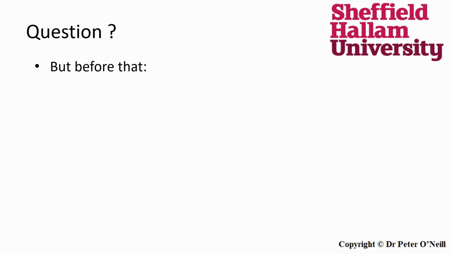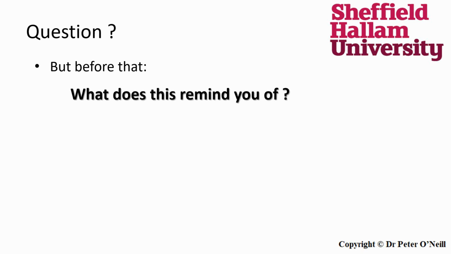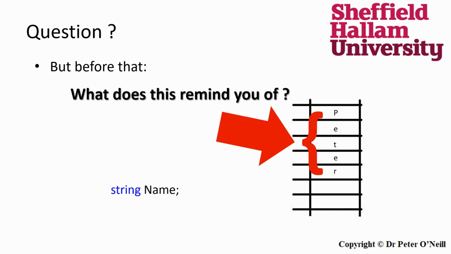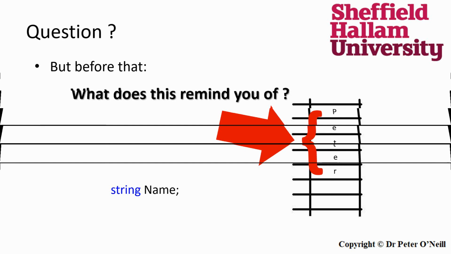But before that, what does this remind you of? Looks familiar. I know it's my name. Give you a clue. String. Name. That's right. Basically, a char array is actually a string, and that's how we make up strings. So strings are made up of an array of char.